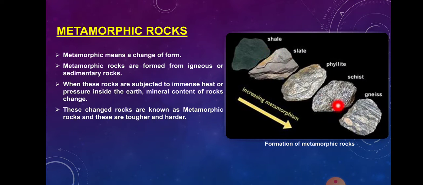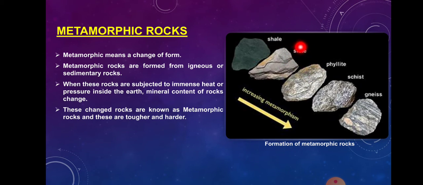You can see how these rocks are changed as metamorphism increases. Metamorphism means changing of the rock. First it is a shale. Shale is one of the sedimentary rocks. Then it is changed into slate. Shale has many different layers, and from this shale a slate is formed.